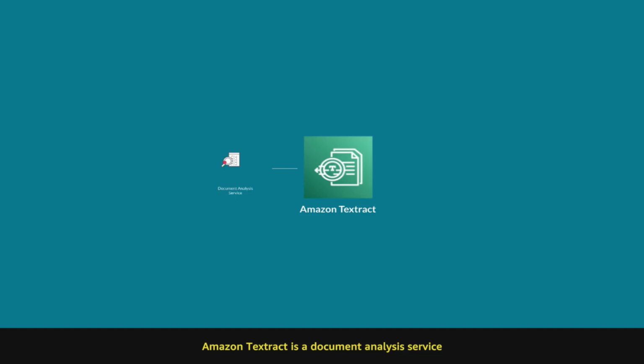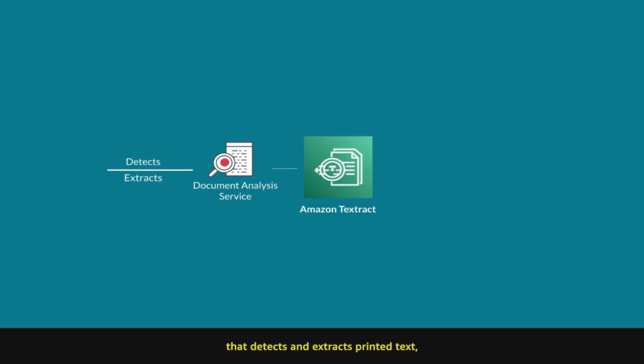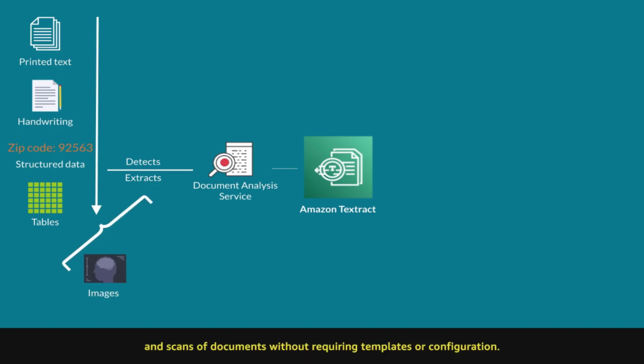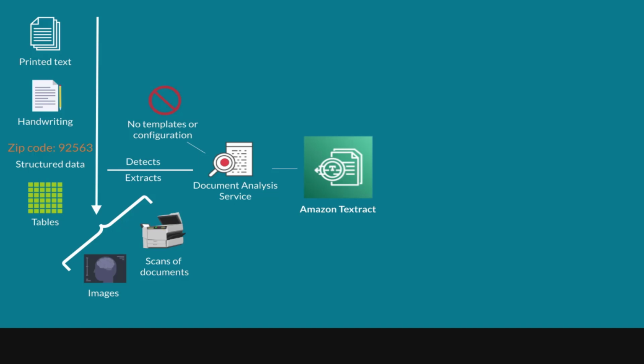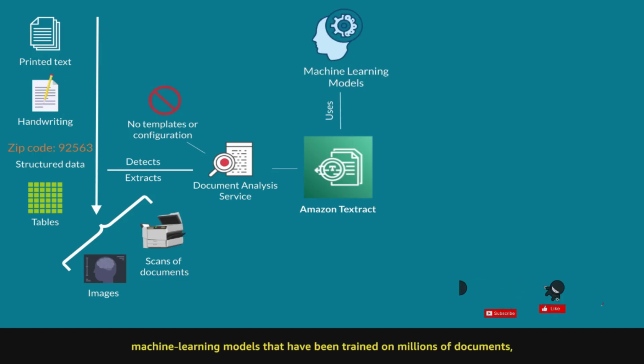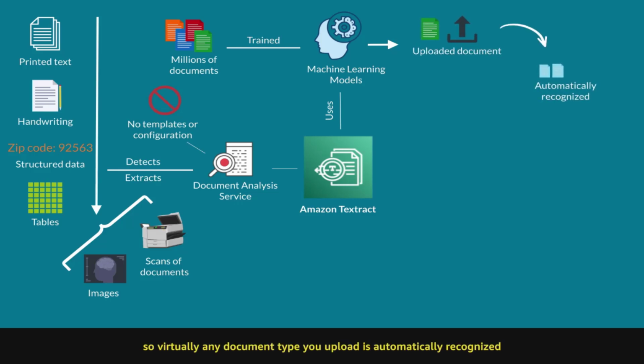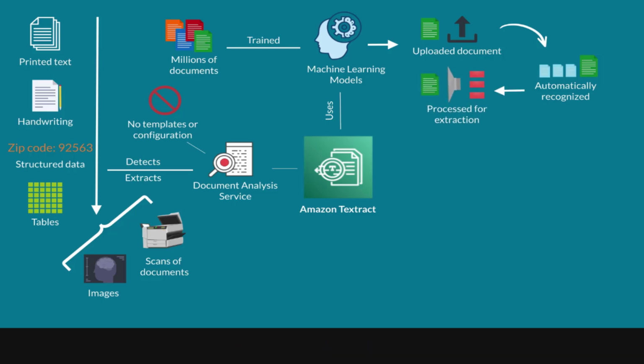Amazon Textract is a document analysis service that detects and extracts printed text, handwriting, structured data, and tables from images and scans of documents without requiring templates or configuration. Amazon Textract uses machine learning models that have been trained on millions of documents, so virtually any document type you upload is automatically recognized and processed for text extraction.